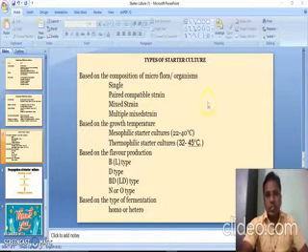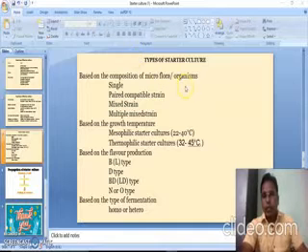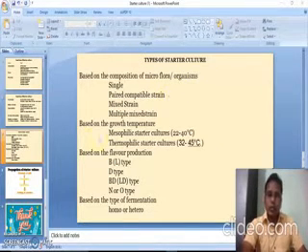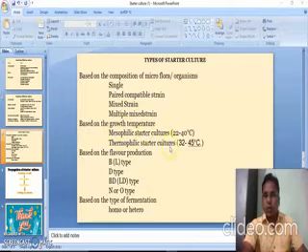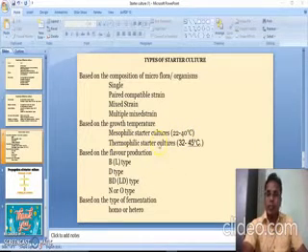So this is the classification based on the microorganisms, whether single, double, or mixed, more than 2. Then there is classification based on temperature, whether mesophilic or thermophilic. Mesophilic starter cultures require a temperature range of 22 to 40 degrees Celsius. Thermophilic starter cultures require a temperature of 45 degrees Celsius. Then there is classification based on flavor production, whether they produce flavor or not.